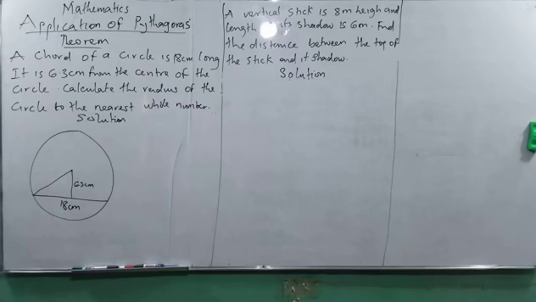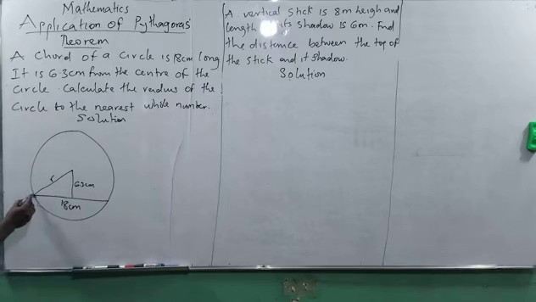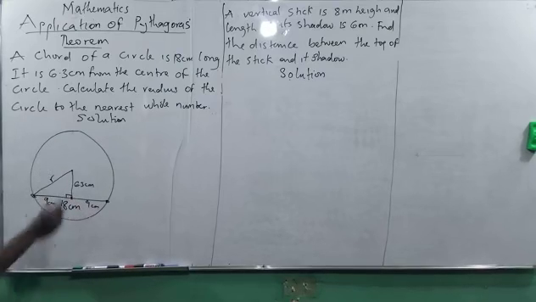Now, that is the radius. From here to here is 18 centimeters, which means this half will be 9 centimeters and this half will also be 9 centimeters. Now, that is a 90 degree angle. At this junction, I will look for the one side of it.